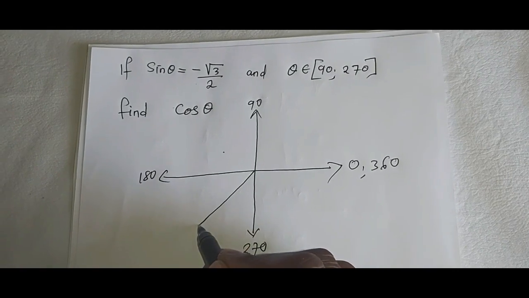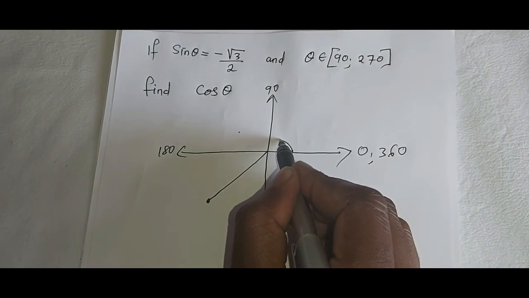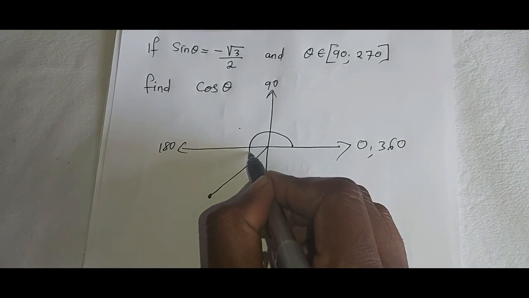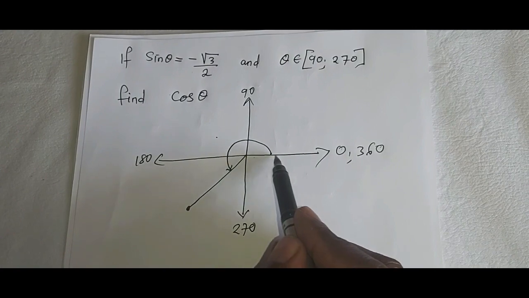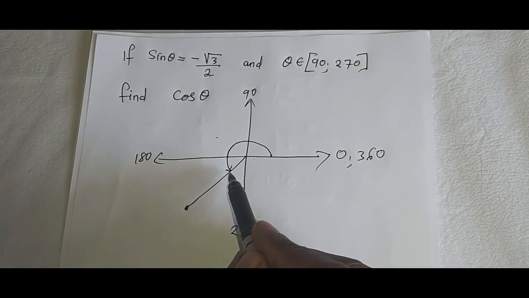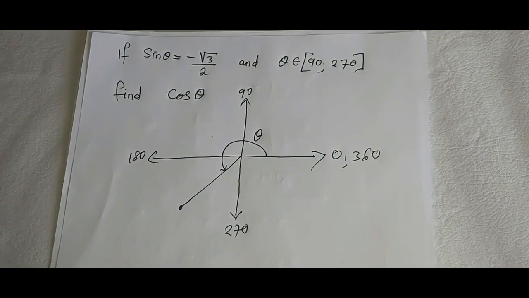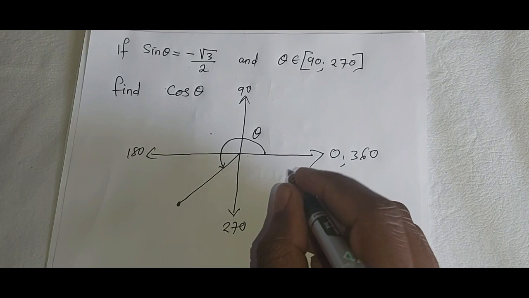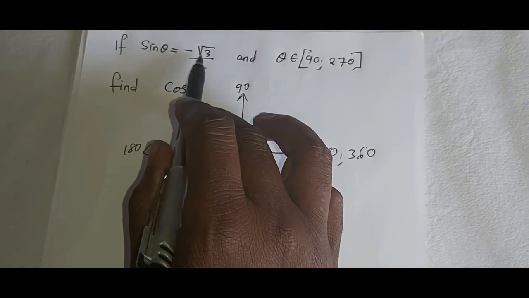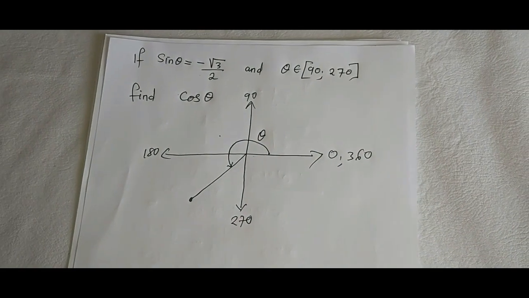So which means our angle, which we measure from 0 here going anti-clockwise, that means that this is our angle theta. So we are actually given that sine theta is equal to minus square root of 3 over 2.